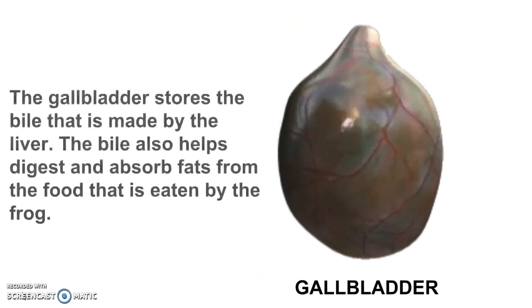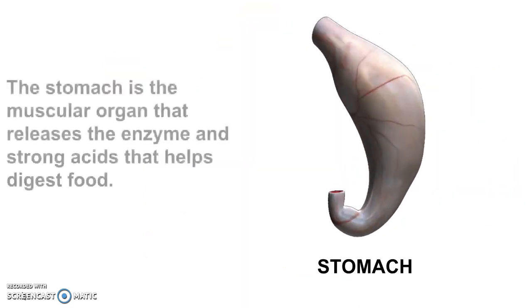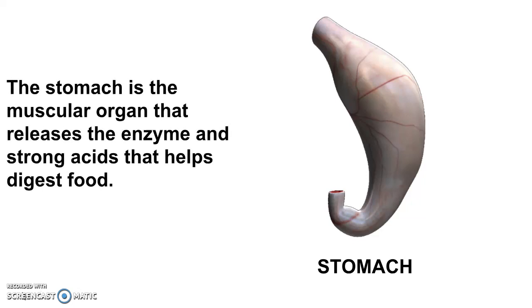Next up, we have the gallbladder. Now, the gallbladder stores the bile that is made by the liver. The bile also helps digest and absorb fats from the food that is eaten by the frog. The stomach. The stomach is the muscular organ that releases the enzyme and strong acids that help digest the food.